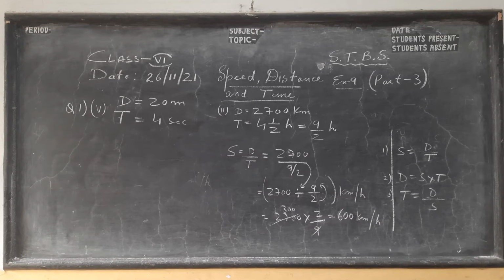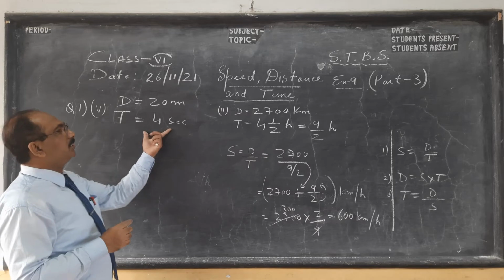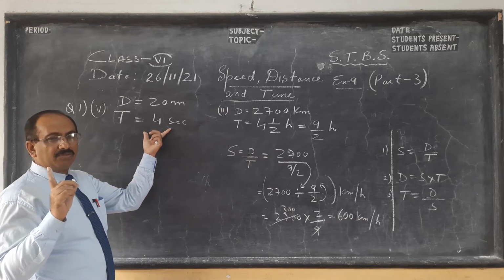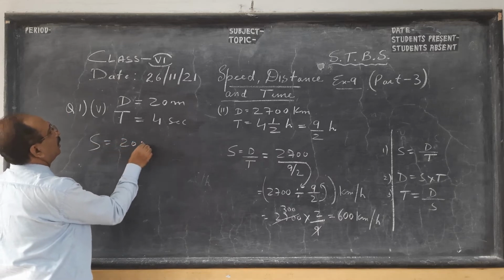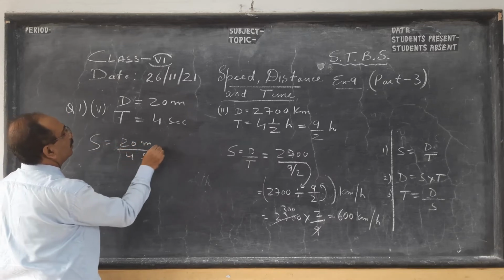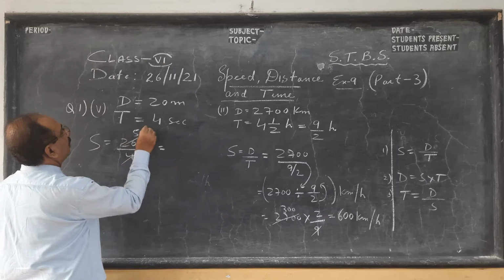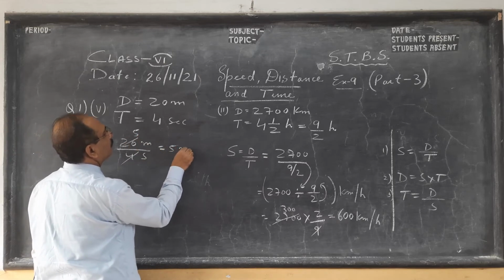So next, children, we move on to question 1 part 5. It's a very easy question, but here you see it's meter and second. In my part 1 video I told you, when distance is in meter and time is in second, your speed will come 4 5s are 25 meter per second.